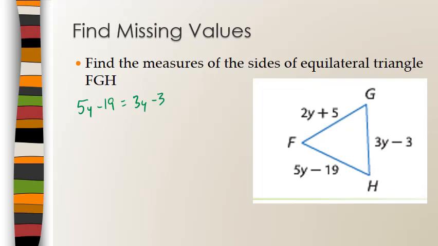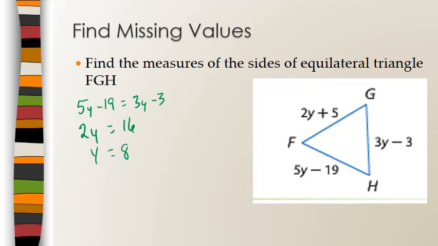All right, let's subtract 3y from both sides and add 19 to both sides. So that would give me 2y over here. And positive 19 minus 3 is going to be 16. And let's divide both sides by 2, and so y is equal to 8. All right, so then I can substitute in 8 for y in each of these three expressions.